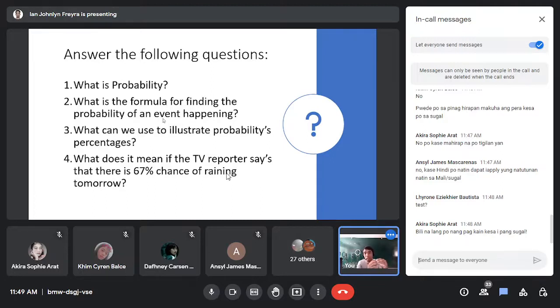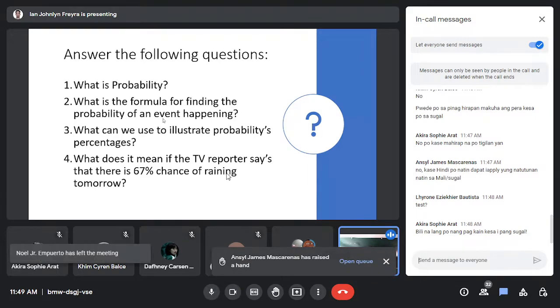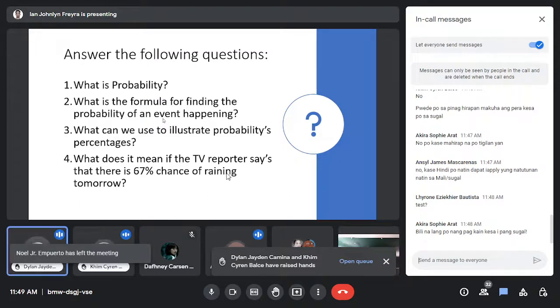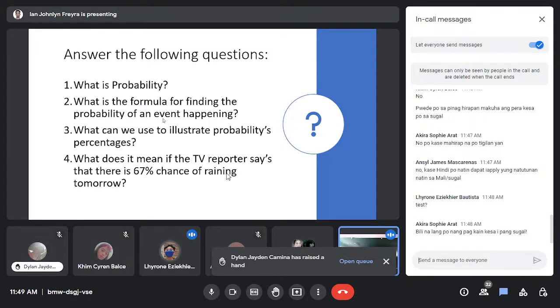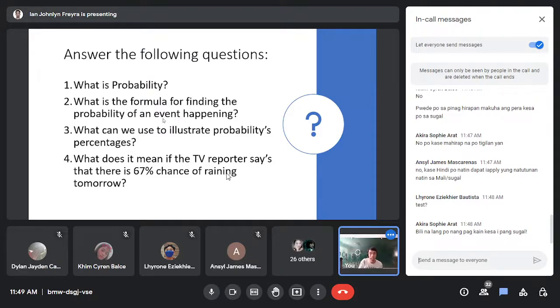Number 3, what can we use to illustrate probabilities percentages? Ano ulit yung gamit natin? Anong tawag doon? Probability scale. Very good. Number 4, what does it mean if the TV reporter says that there is 67% chance of raining tomorrow? Likely po. Likely chance. So, likely. Mukhang uulan bukas kapag ganun. There is a likely chance. Very good. Oh, you have any question about probability?